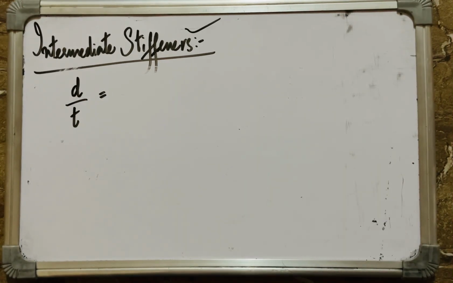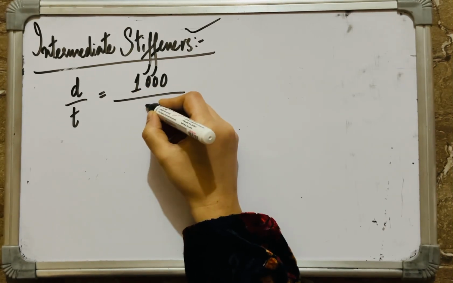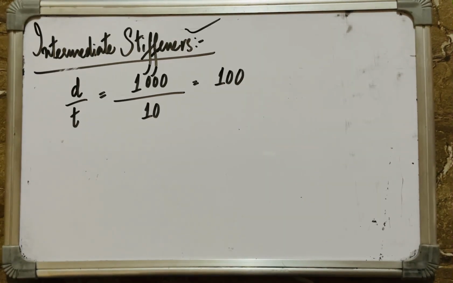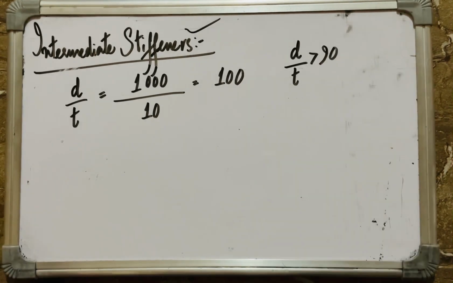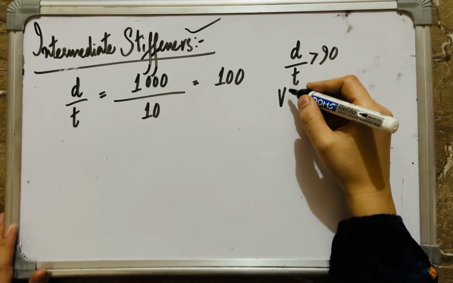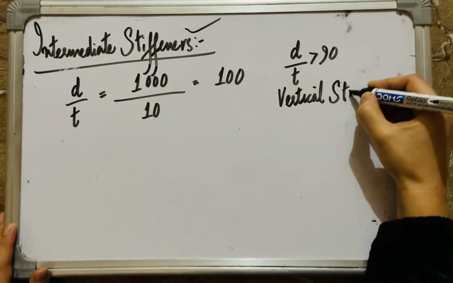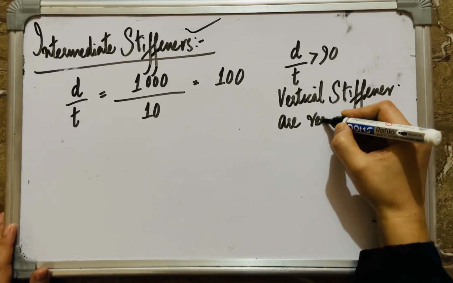Now let's check our D by T ratio. What is our D? The depth of the web, 1000. Thickness is 10. So our D by T ratio is 100. So it falls under category number 1, that our D by T ratio is greater than 90. It is not greater than 200, so we are not providing horizontal stiffeners. Since it's greater than 90, vertical stiffeners are to be provided.